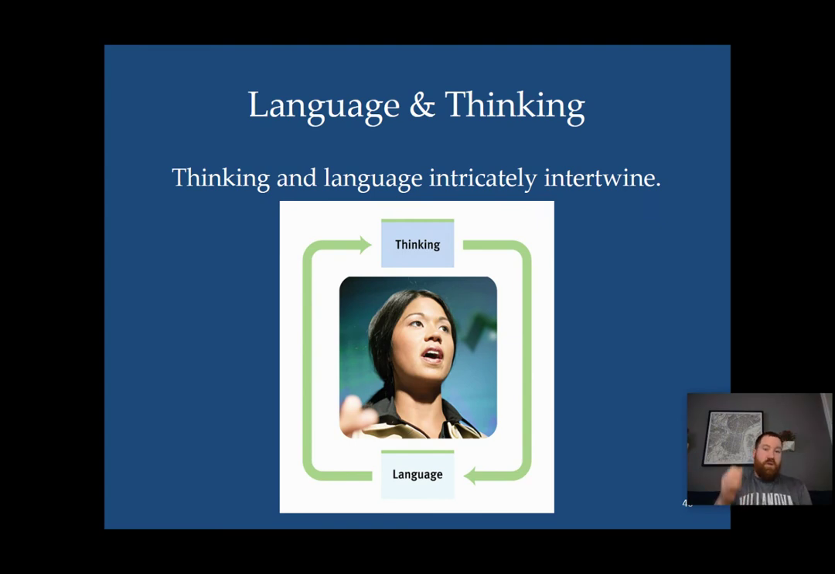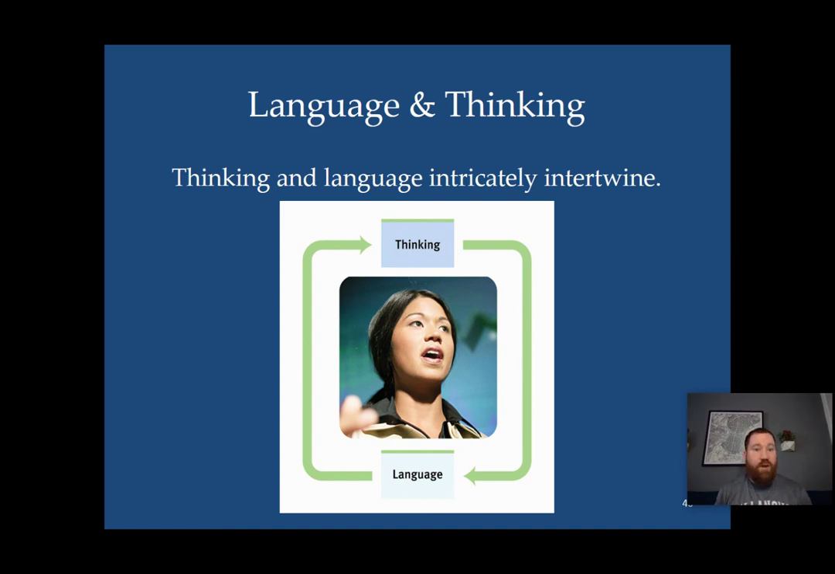Let's tie this into the way that our language influences our thinking. So we know, just by personal experience, that thinking and language are intricately intertwined, right? That you can't think without language, right? Whenever you're thinking about something, it's always in a language. That leads to a lot of interesting questions and scenarios about people who are raised without language, right? Are they actually thinking? Or are babies, before they develop a language, are they thinking?